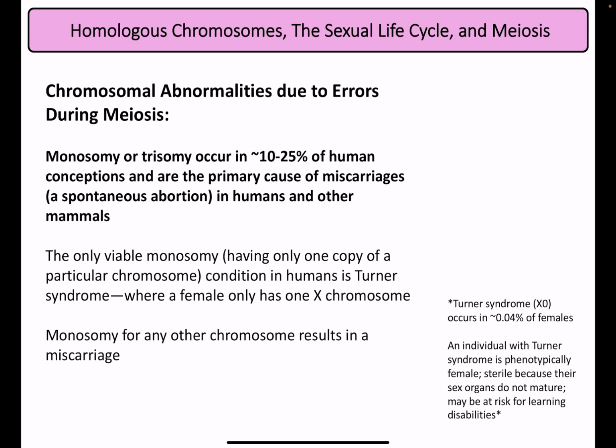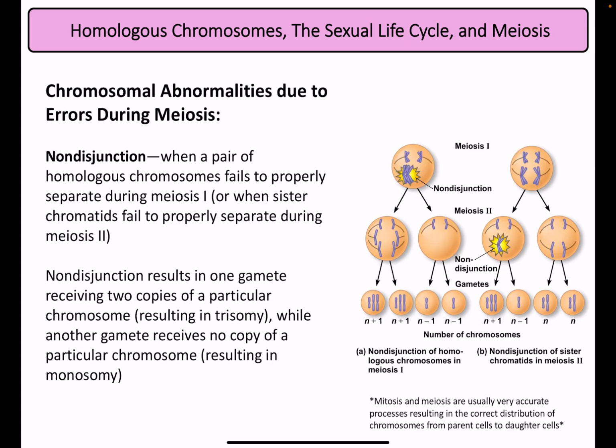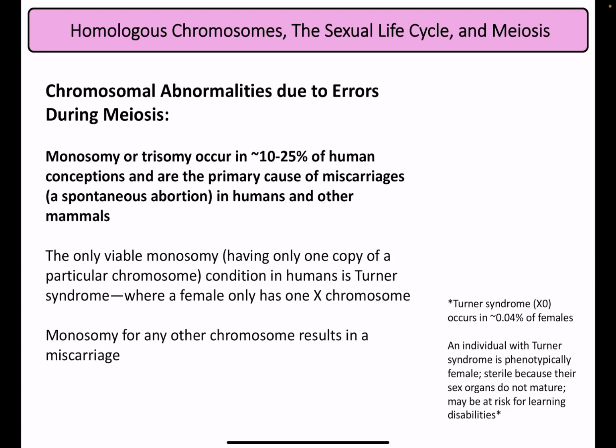Now, if you have non-disjunction and your child is missing one of our 23 types of chromosomes, there's only one way that the child can live in that case and be viable. And that is if they're missing one copy of the X chromosome. It's a syndrome called Turner syndrome, and it's basically an individual that only has one X chromosome. They're biologically females, but they do have some characteristic symptoms.